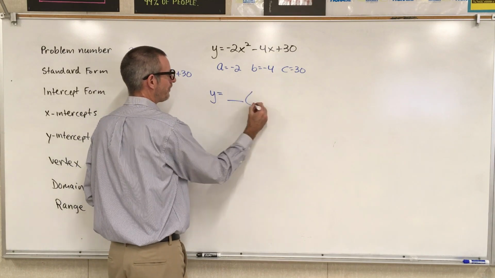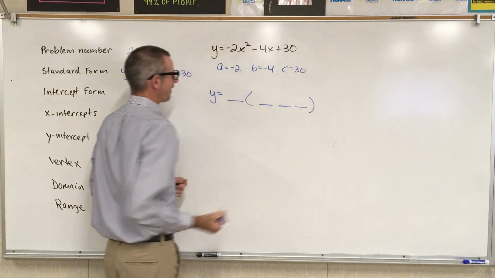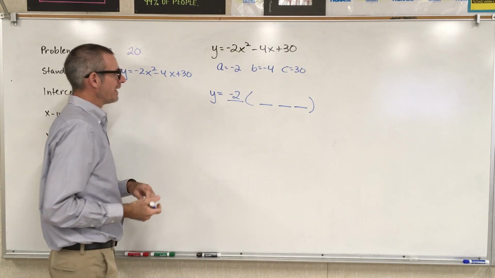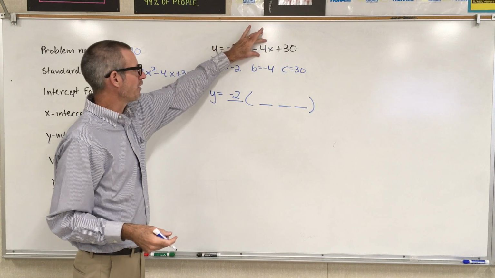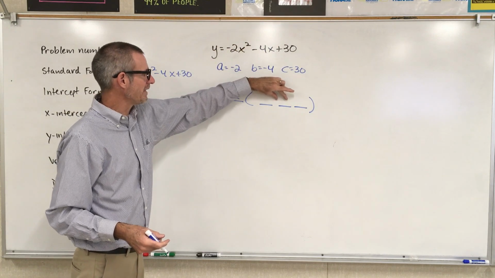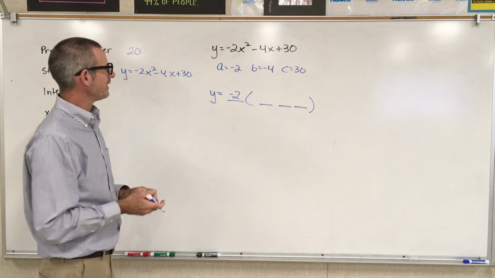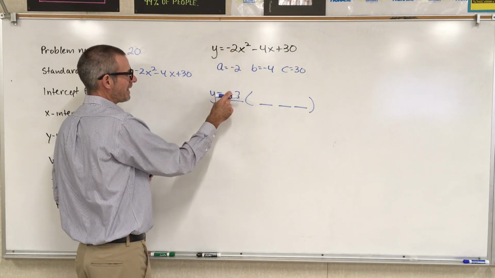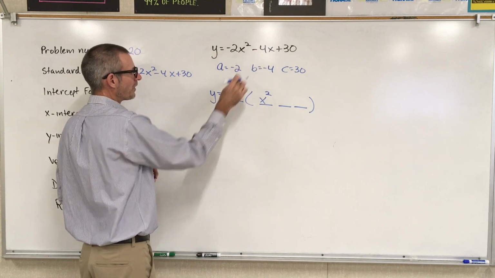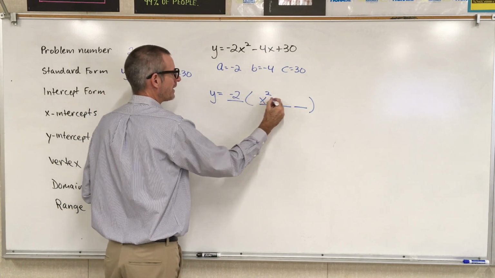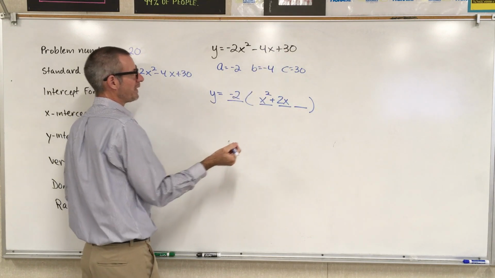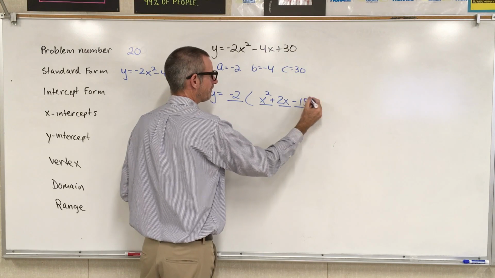Y equals, and I've determined that my greatest common factor will be -2. Now, if I take every term in my trinomial and divide it by the greatest common factor, I'll know the remaining trinomial that's left in the parentheses. So -2 divided by -2 is +1x squared. -4 divided by -2 is +2x. And +30 divided by -2 is -15.